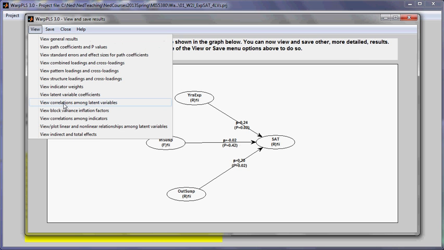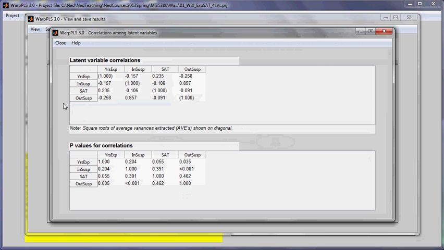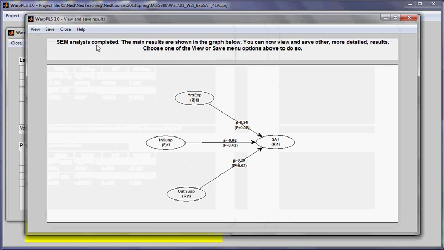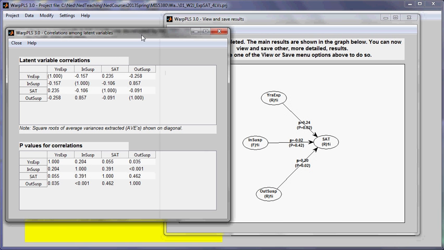So let me take a look at the correlations among latent variables. So here I have them. I'll resize this window a little bit, and this one too, so that I can have them side by side. And now look for instances where the path coefficient and the correlation coefficient have different signs. So let's say this one here, it's a positive path coefficient. Let's look at the corresponding correlation coefficient. It's also positive. This one, in-school suspensions and SAT, we have a negative path coefficient, and the correlation is also negative. And for out-of-school suspensions, I have a path coefficient that is positive, but the corresponding correlation is negative.